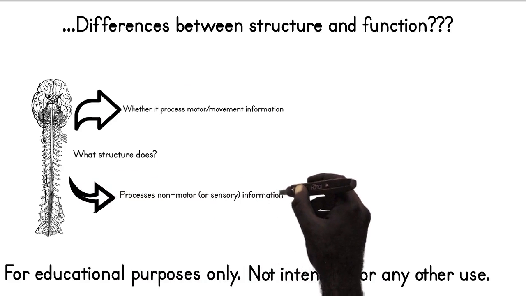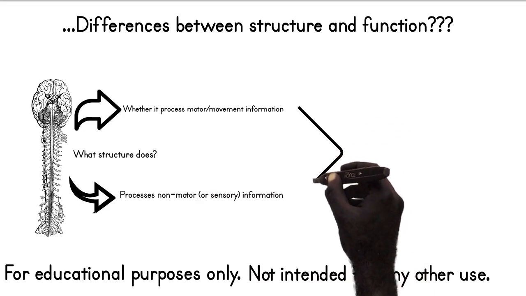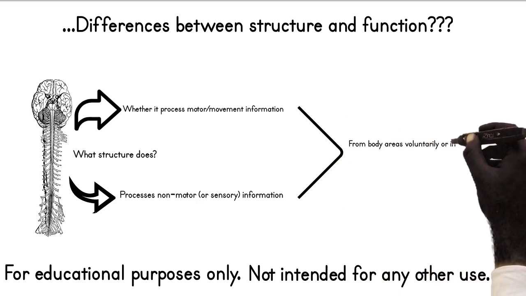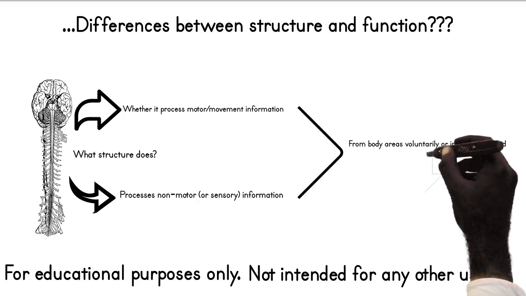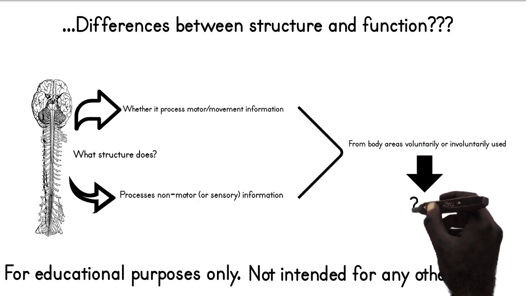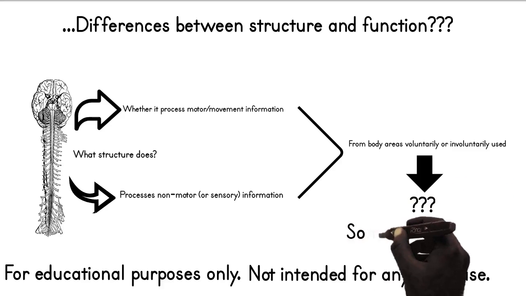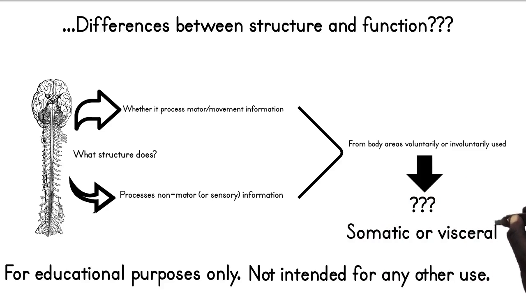And after that, a secondary question to ask is, what part of the body does that part of the nervous system involve? Does it go to a part of the body that is voluntarily used? Or does it go to a part of the body that is involuntarily used? And based on the answer to that question, the part of the nervous system in question can be classified either as a somatic nervous system or a visceral nervous system.